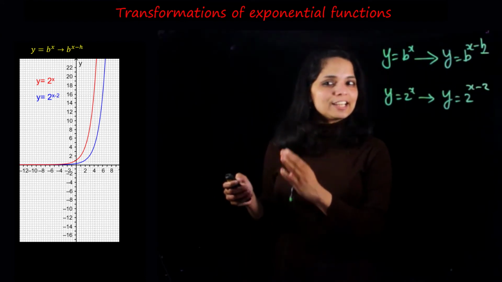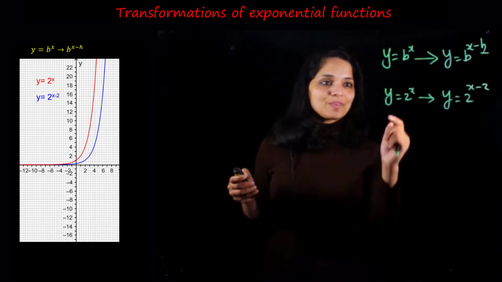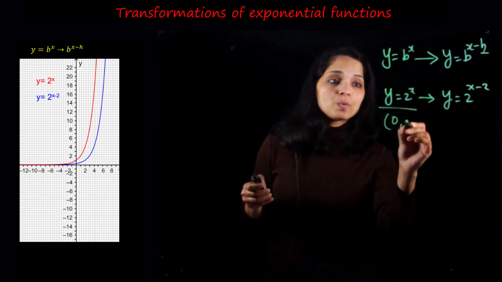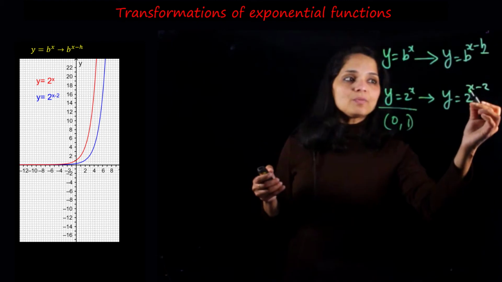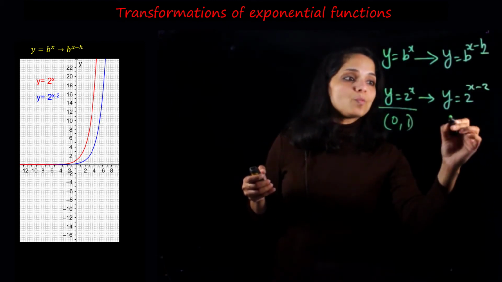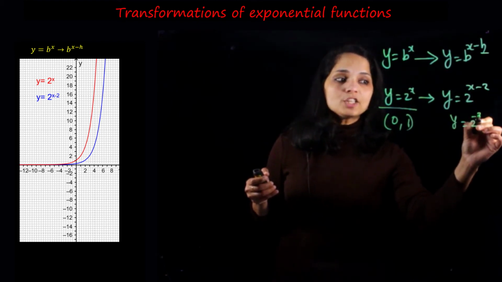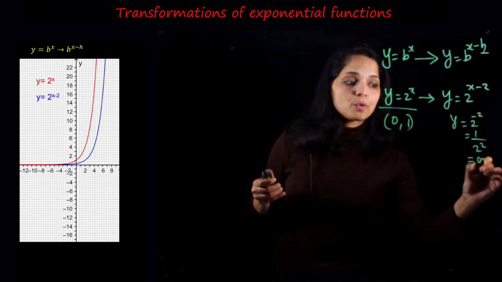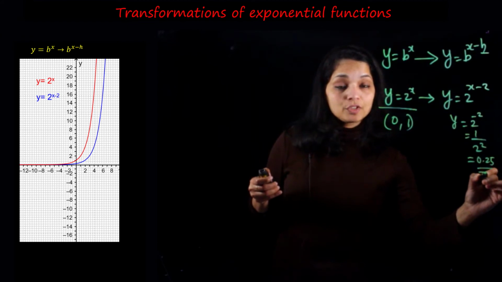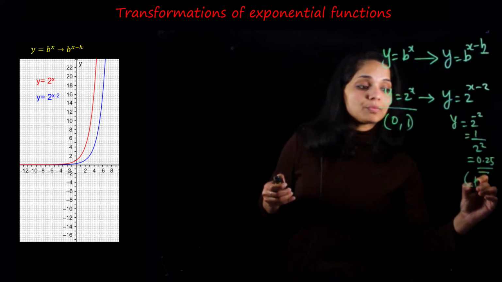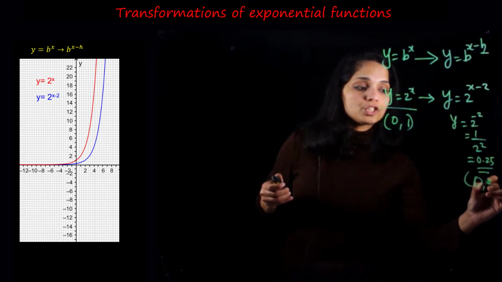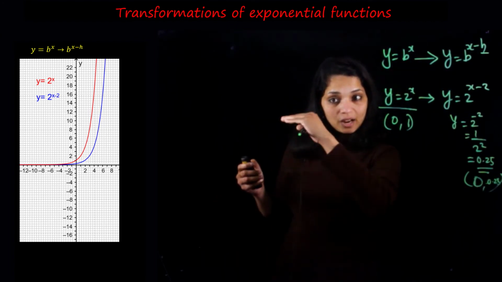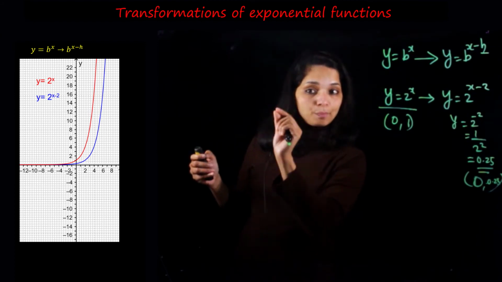Now, as you can see in there, the y-intercept has changed. When x equals 0, the y-intercept for the parent function was (0, 1), whereas in here, when x equals 0, you get y equals 2 to the power minus 2, which is 1 on 2 to the power 2, or 0.25. So the y-intercept of this function is 0.25, and that's why this graph is cutting the y-axis at 0.25.